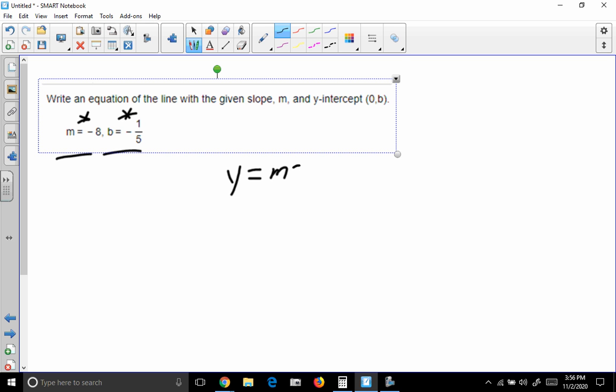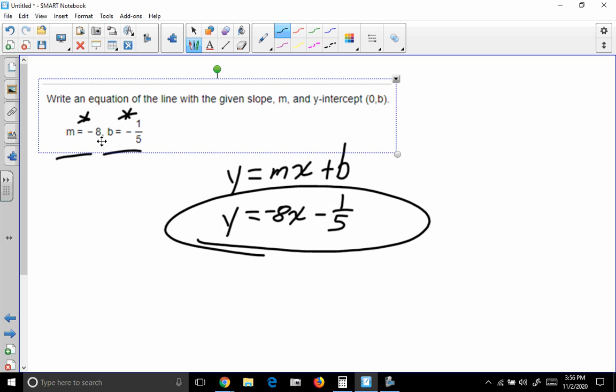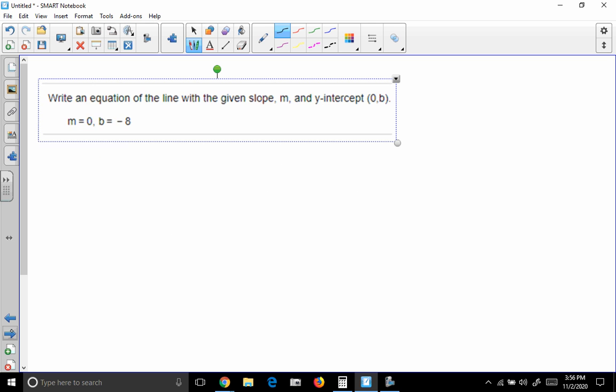So if our equation is in the form y equals mx plus b, if we know that the slope is -8, we can put that beside the x. And if we know b is -1/5, we just put that in place of b. So this is the equation of a line that has a slope of -8 and a y-intercept of -1/5.